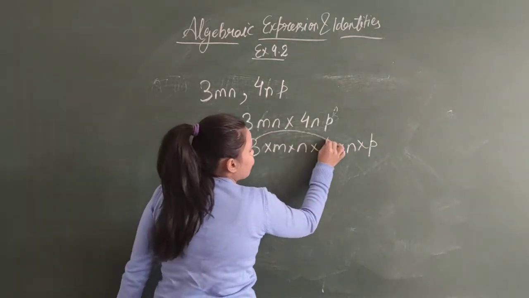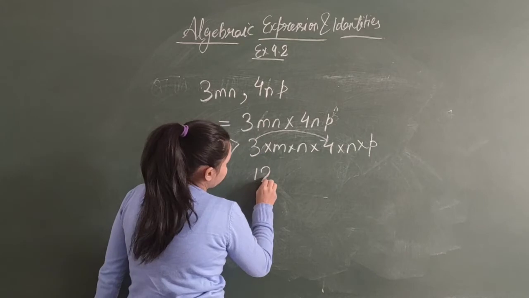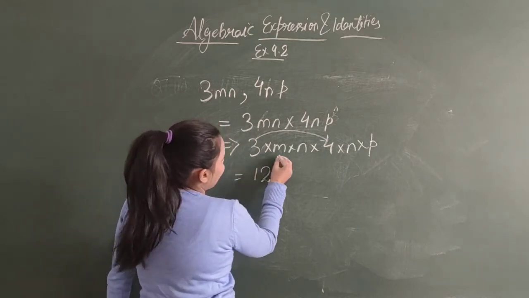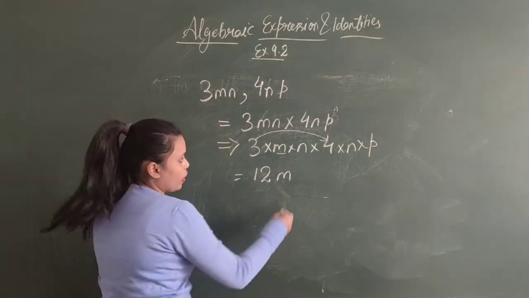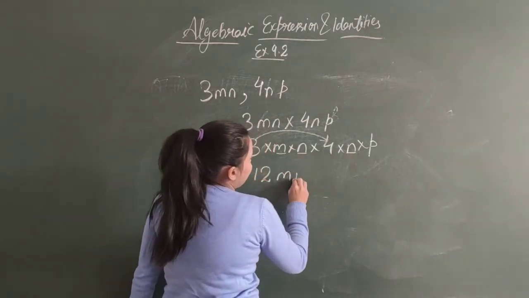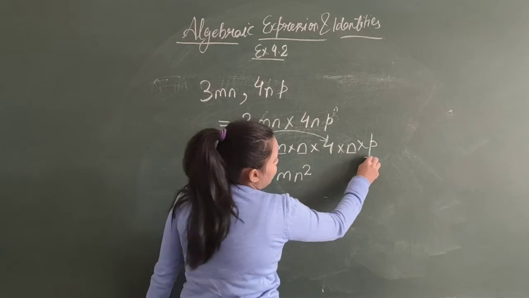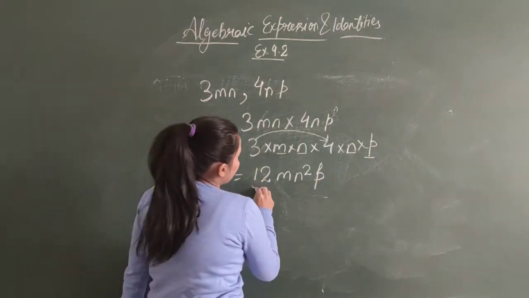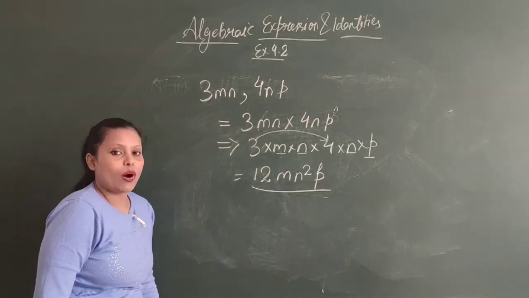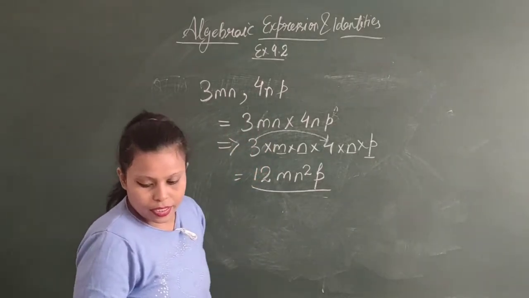So 3 multiply 4, 12. Now m is alone, we can write it as m. N multiplying will give you n square. P is alone, so p will remain same. So answer will be 12mn square p. Got it?